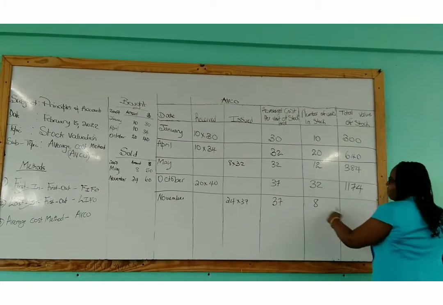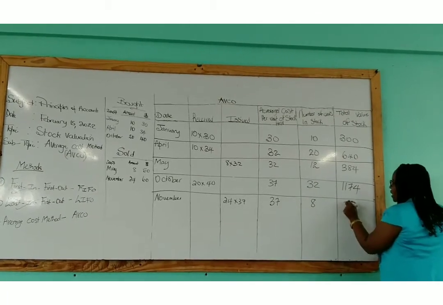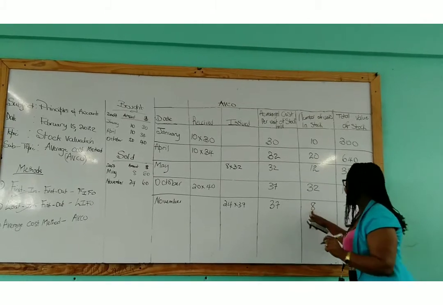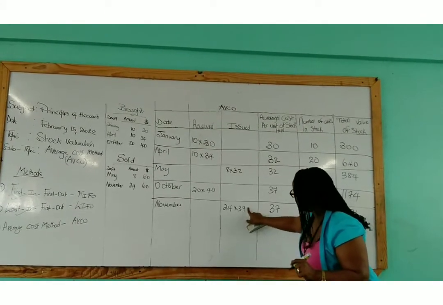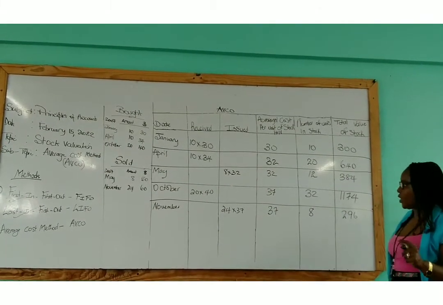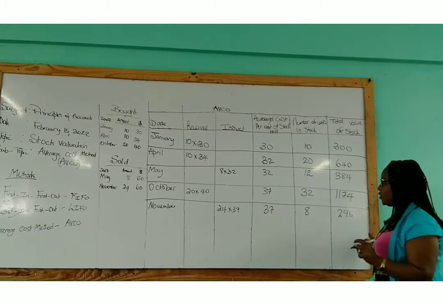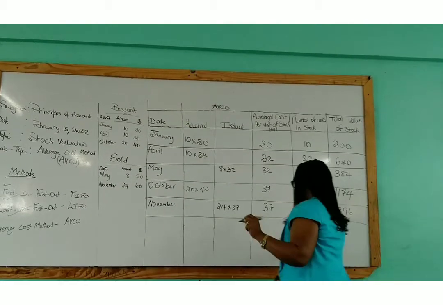Remember it's the same thing, right? We over and over. Repetition. 8 times 37 is 296. So it's 8 times 37 that gives you 296. We only put this 37 here and this 32 to show that that's what they will be selling for, the average cost price, alright? So pay attention to that. So we close out November, right?